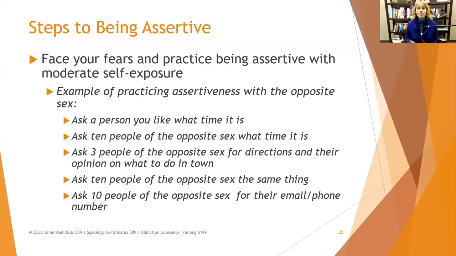Then ask 3 people of the opposite sex for directions and their opinion on what to do in town, and then 10 people of the opposite sex the same thing, and 10 people of the opposite sex for their email or phone number. And you can adjust this, obviously, because it gets down to the hard stuff pretty quickly. But encourage people to create a ladder of anxiety so they can work through the first rung and realize it's not so bad, and work through the second rung and go, okay, I can do that.